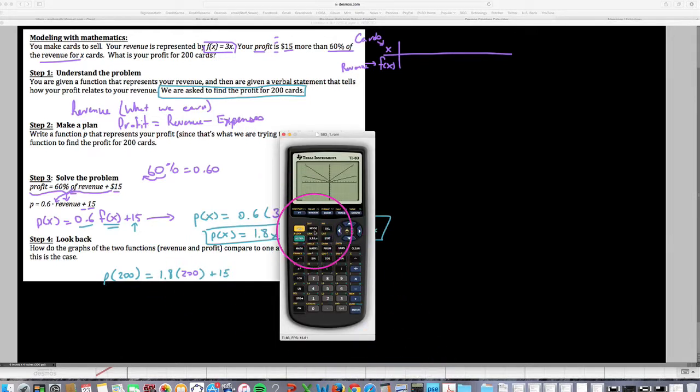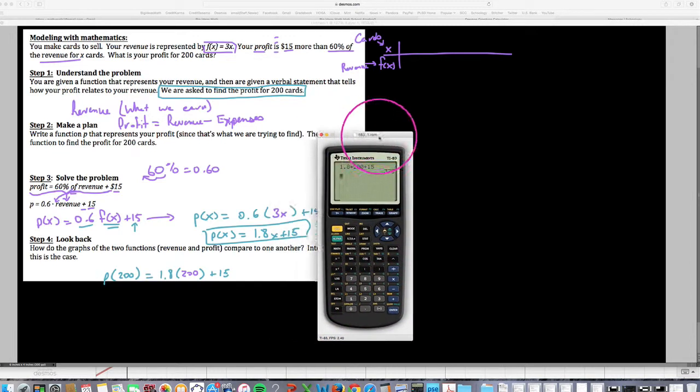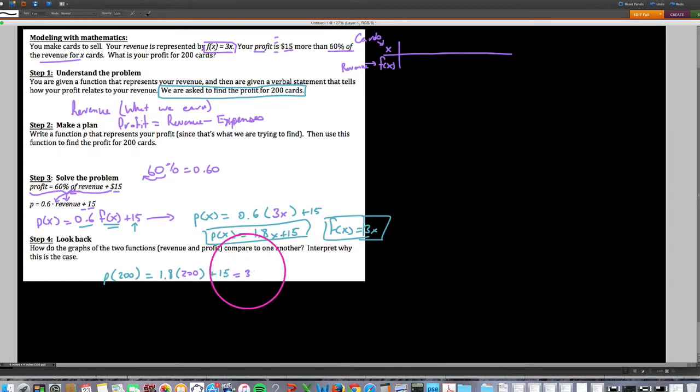I'll go ahead and quit out of the graph mode here. I'm going to turn it on. So quit. And we have 1.8 times 200, and that was plus 15. And I see here that we get $375. So I'm going to go ahead and write that down. $375, okay? But does the graph support this?